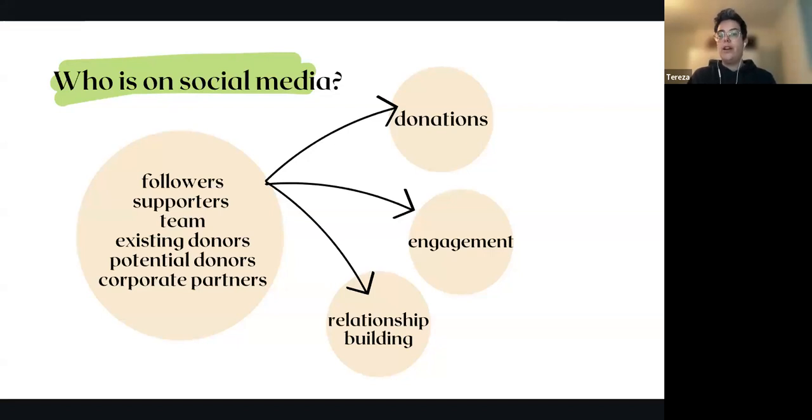So you want to think, how can I use social media in a way that my content appeals to different users? Not every piece of content will appeal to all of them at the same time, but you want to have this balance, going from followers to supporters to donors, and also exploring opportunities. You want to think, how can I appeal to corporate partners? How can I make sure that I also find opportunities to go beyond my network again?